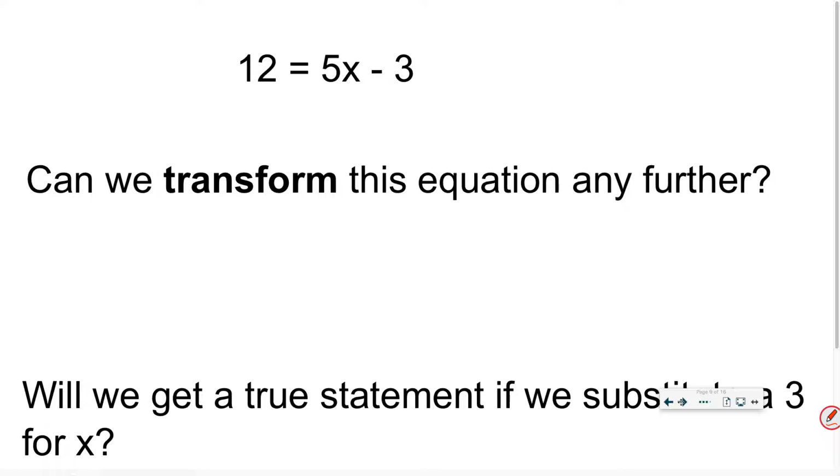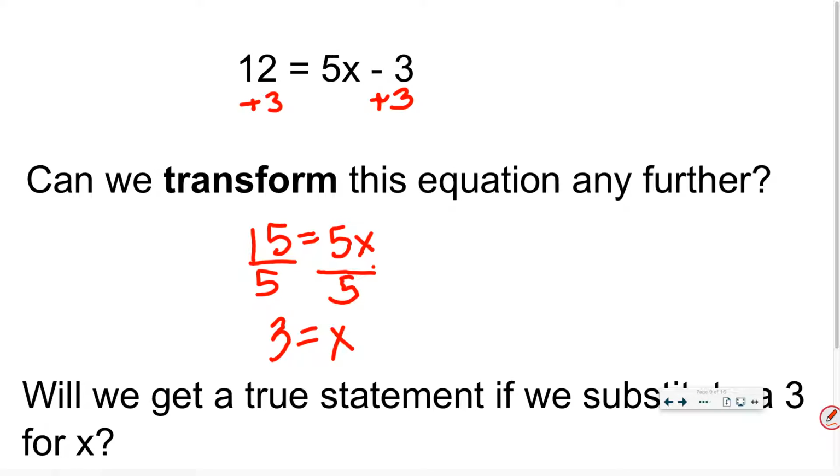Add 3. If we add 3 here, what else do we need to do? Perfect. We're going to add 3 over here. So now I have 15 equals 5x. If I substituted in a 3 here, I would get 15 equals 15. We already know 3 is the answer, but let's finish it. What else do I have to do? Divide by 5, perfect. I totally tried to roll the L and it didn't work. 3 equals x, or x equals 3.